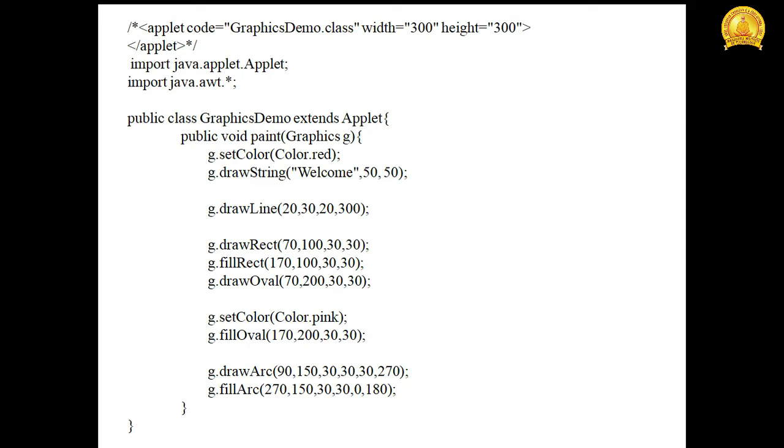With setColor, I've set the color as red. So welcome will be printed in red color. Now I've drawn the line also, and I've not changed the color, so I'll get a red line also. drawRect will draw a rectangle for me. Again, I've drawn a filled rectangle. That means I'll get a filled rectangle. The default color here is red, so I'll get a rectangle in red color.